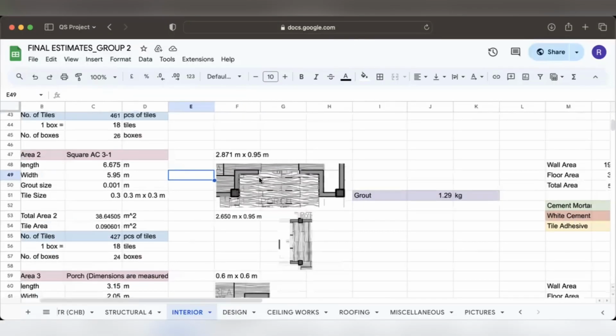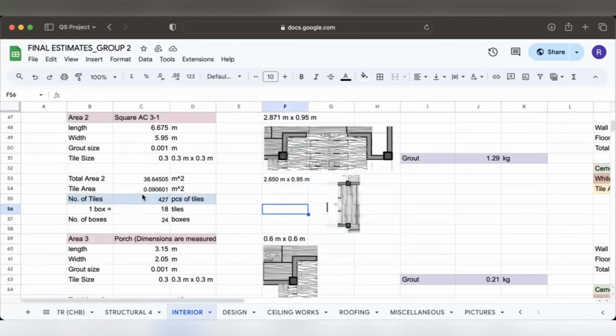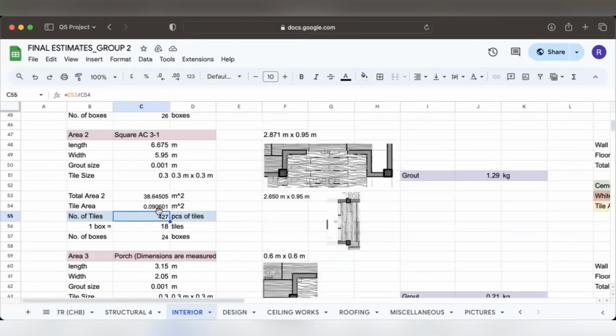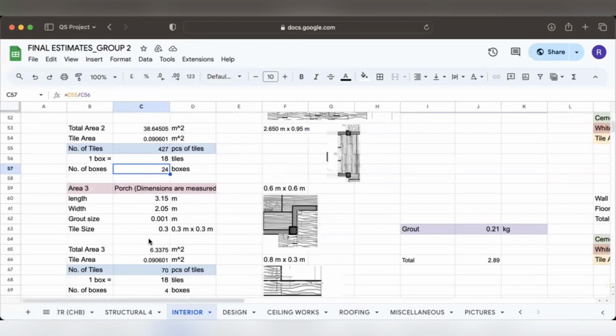That's why we have these dimensions, which are 2.871 meters by 0.95 meters for the porch. And for the left side of area 2, we have 2.650 meters by 0.95 meters. We have 427 pieces of tiles for area 2, needing 24 boxes.